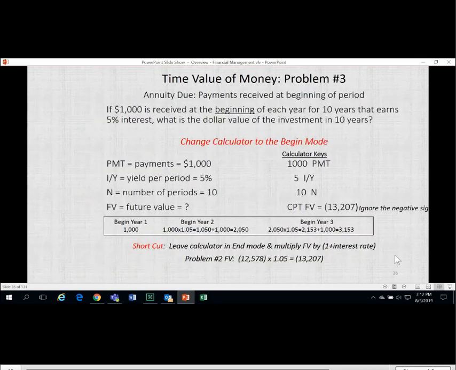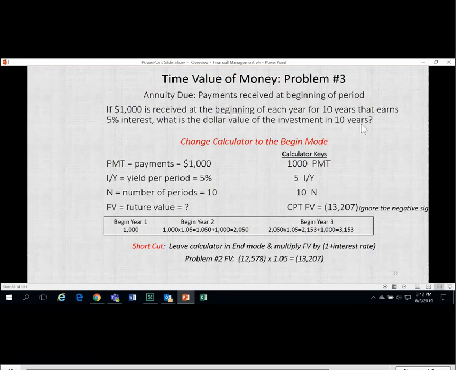All right, now we've got the odd one, something called annuity due. And that's where you assume that the payments are received at the beginning of each period. Now, it's odd enough that when you try to identify whether it's an annuity due problem, you always look for the word beginning in the question. Here, the question is, 1,000 is received at the beginning of each year for 10 years. It earns 5% interest. What's the dollar value in 10 years?